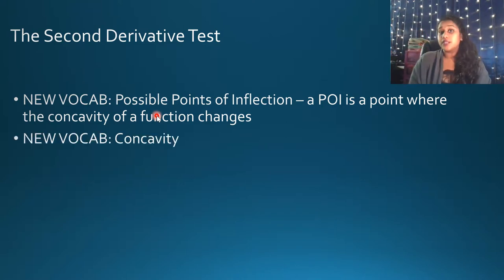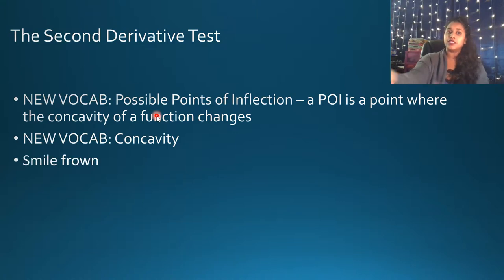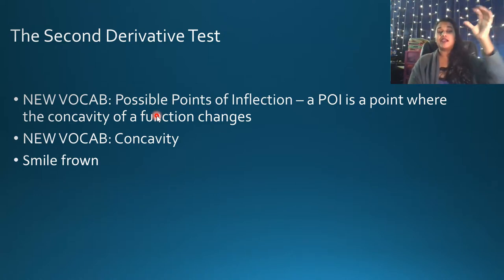Our other vocabulary is concavity. Again, this is our smile, this is our frown. Technically, the definition of concavity would be as x increases, y increases. Oh, sorry, that's the definition of increasing, decreasing. Concavity has to do with the increasing, decreasing of your slopes. That's what that is. But the easiest way to realize it would be a concave up is a smile and concave down is a frown. It is literally the easiest definition.